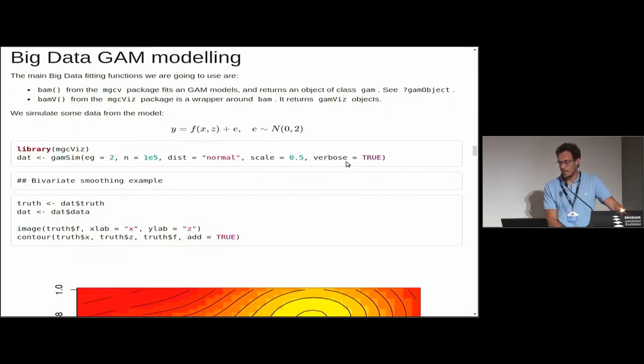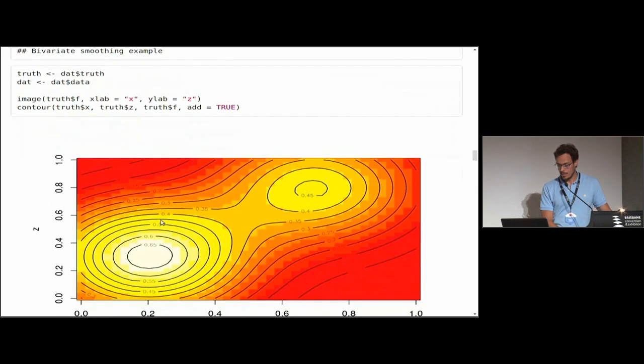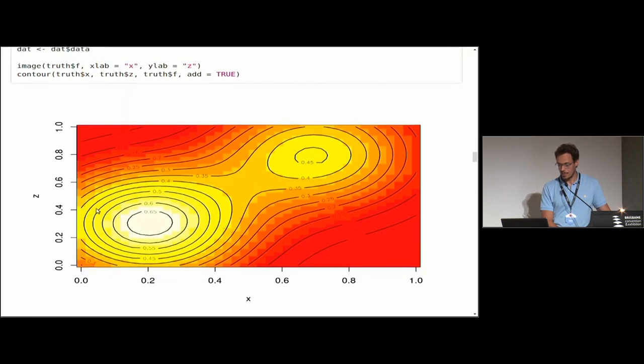And then in terms of big data modeling, in MGCV, as I said, you use this BAM function. Here we use the BAM-V function, which is, again, a wrapper provided by MGCBs, which has somewhat better visualizations. So here I'm saying, okay, my data, y, is given by a bivariate function of the two covariates x and z, plus I have some normal noise on top. So here I'm just simulating my data. And then here I'm plotting the actual function. This is how the expected value of y changes with x and z. So this is essentially the effect we are trying to estimate if we fit a GAM model here.